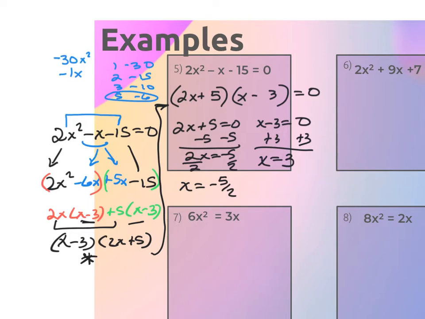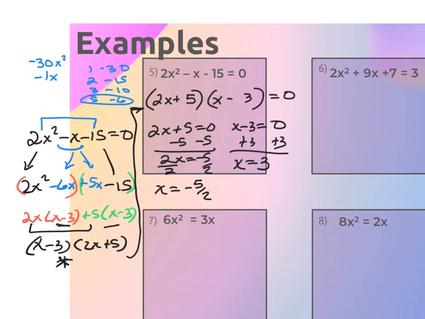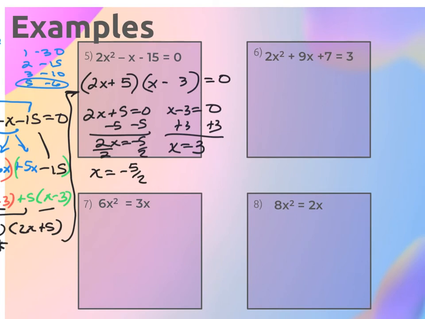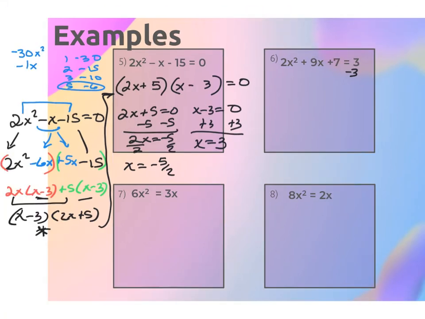Okay, next, I need to do number 6. Again, my first step is to make sure that it's set equal to 0. So I'm going to subtract the 3. So I'm going to first get it in the correct form. So I'm going to subtract 3 from both sides. And I get 2x squared plus 9x plus 4 equals 0.